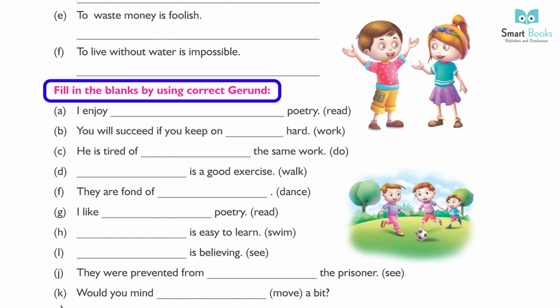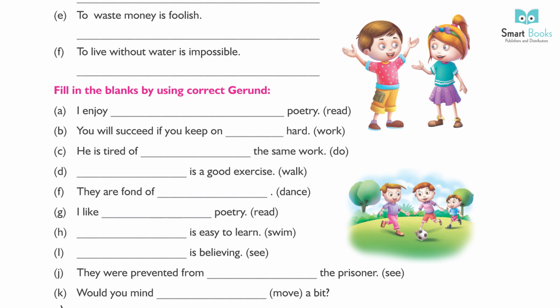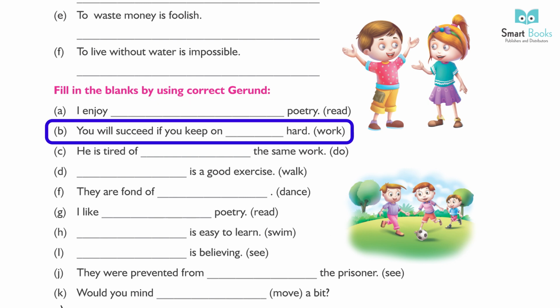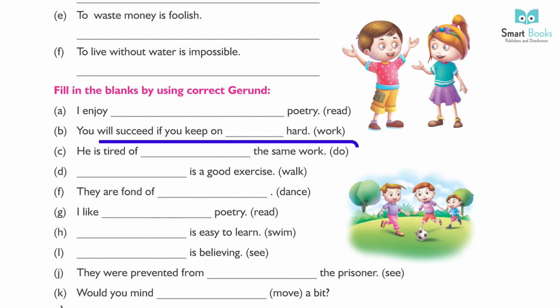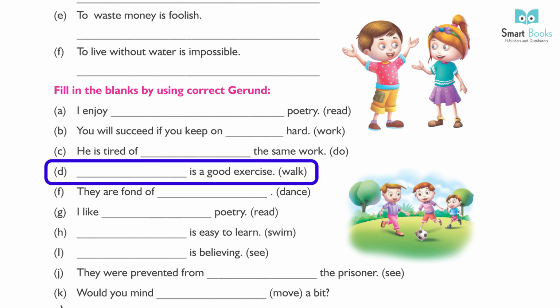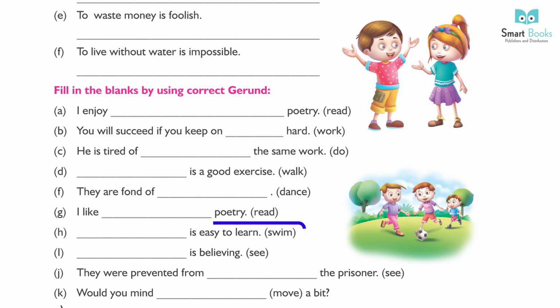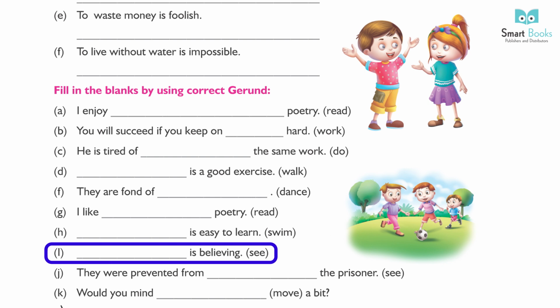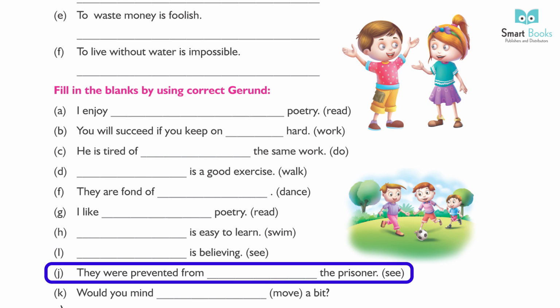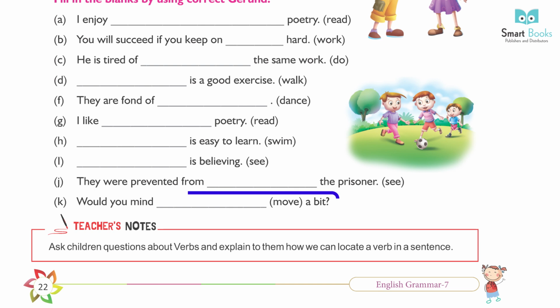Fill in the blanks by using the correct gerund. A. I enjoy reading poetry. B. You will succeed if you keep on working hard. C. He is tired of doing the same work. D. Walking is a good exercise. E. They are fond of dancing. F. I like reading poetry. G. Swimming is easy to learn. H. Seeing is believing. I. They were prevented from seeing the prisoner. J. Would you mind moving a bit?